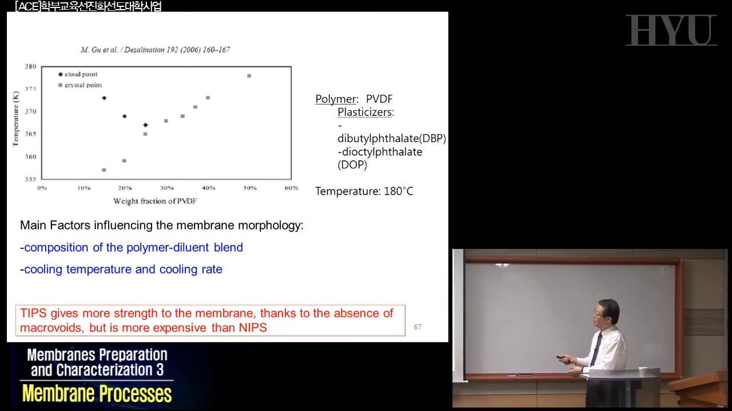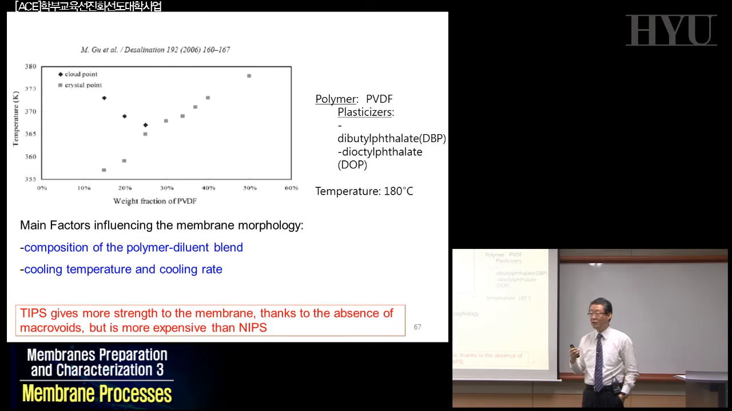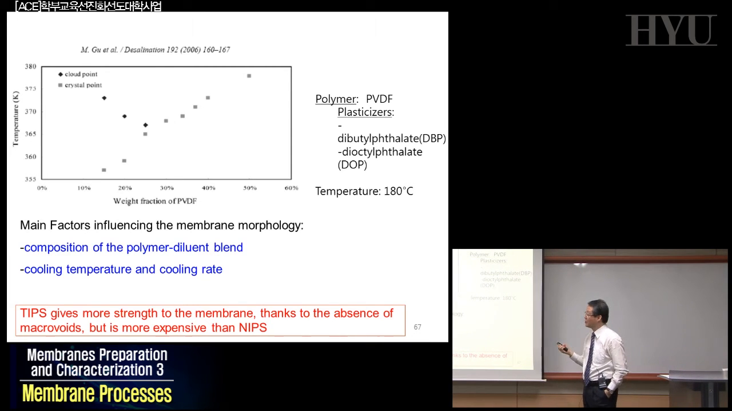Anyway, this is the real one. If you change the plasticizer from DOP, DBP to others, then you have different phase diagrams in this case. Using these typical phase diagrams, you can cast your membrane in the flat sheet form, or you can spin your hollow fiber by the TIPS process.